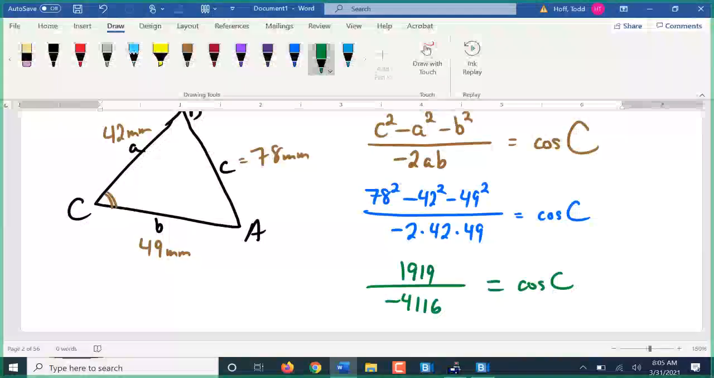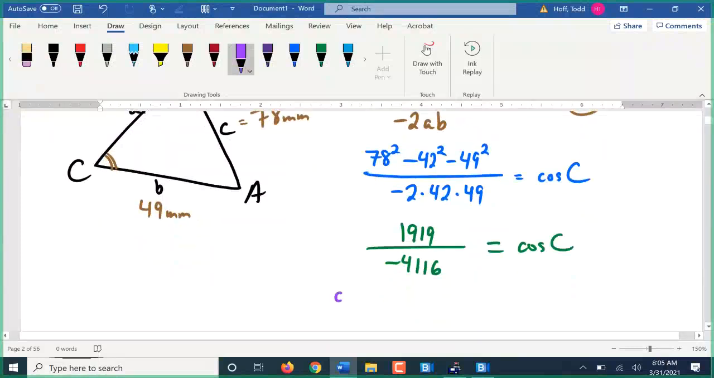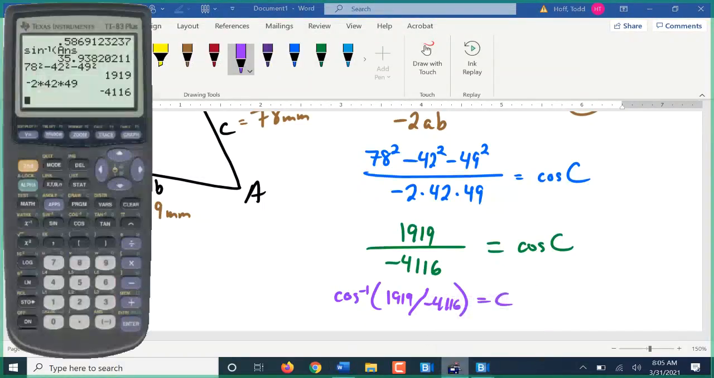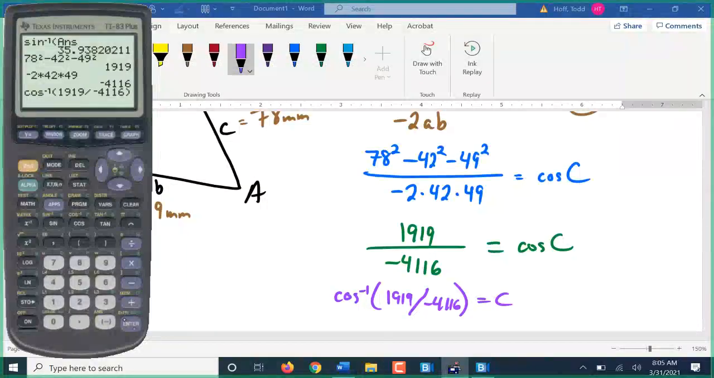Now I don't need to actually divide out that ratio, that 1919 over negative 4116. I just need to do the inverse cosine. Now here I do have to make sure I enter the negative because only one of them is negative. Inverse cosine gives me 117.79 degrees.